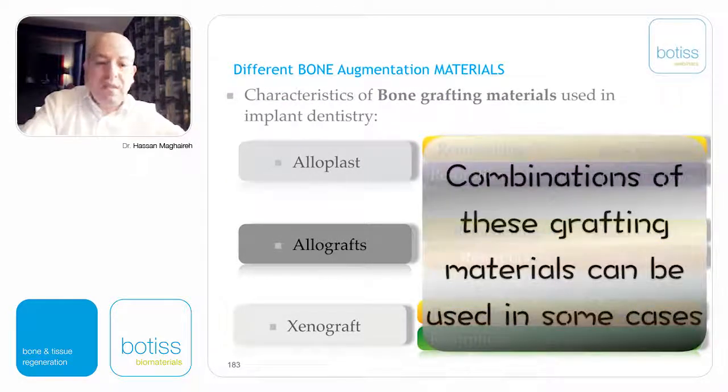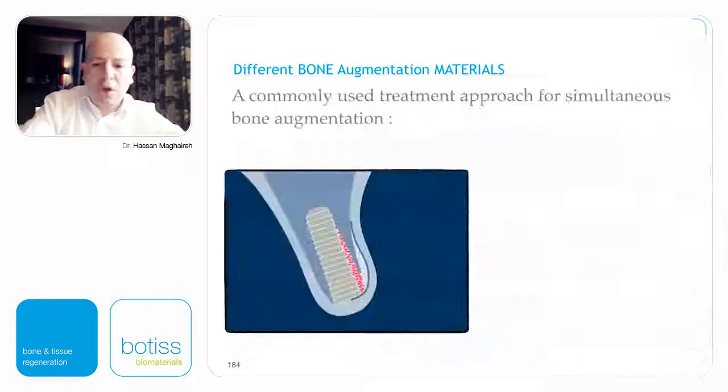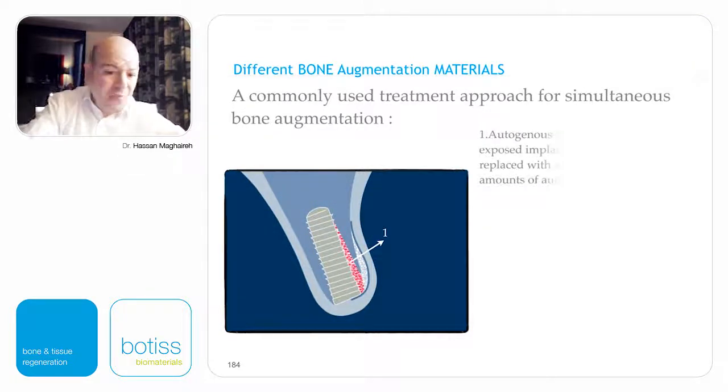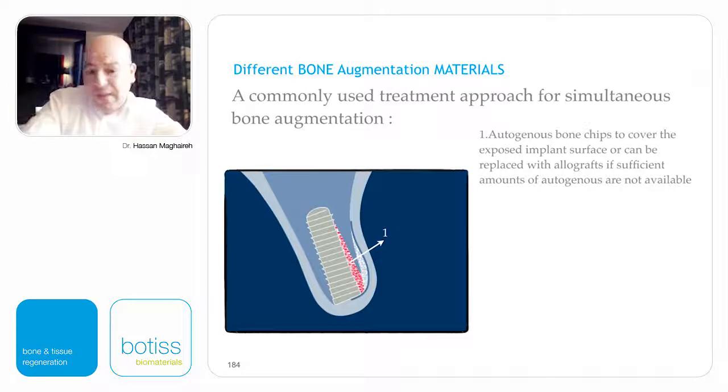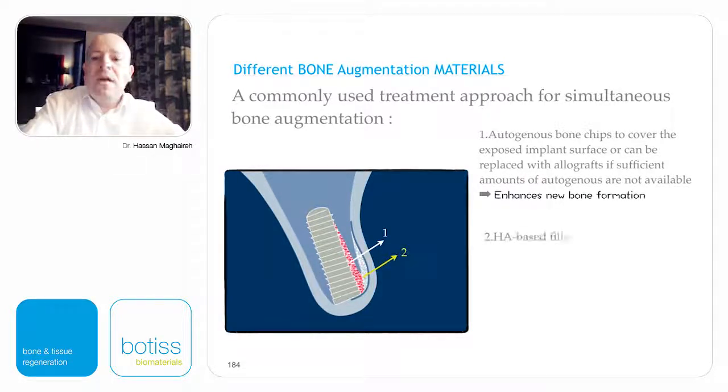Now, in some cases you have to go for a combination. I told you again, one size doesn't fit all. So in some cases you're going to do some sort of combination. And if you check the ITI guidelines, that's what they say. Try to cover the exposed implant surface with autogenous bone. If you cannot achieve autogenous, I tend to go for allograft, and that will enhance new bone formation.